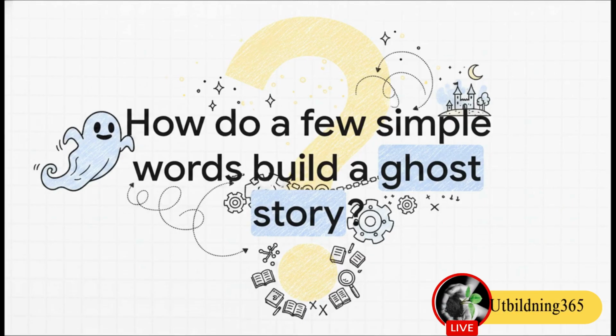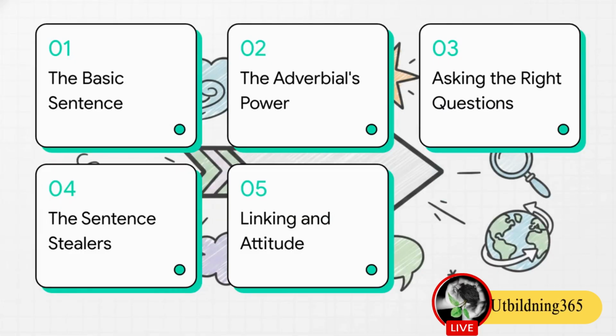And I promise, by the end of this, you're going to understand exactly how these powerful little words can build an entire world, basically from scratch. We're going to break this down into 5 simple steps. First, we'll look at the bare bones of a sentence. Then, we'll see how adverbials give it all their power. We'll learn how to find them just by asking the right questions. And finally, we'll get into the really cool stuff, the advanced tricks that give a story its unique attitude and flow. So let's dive in.